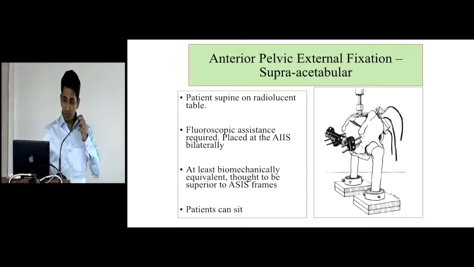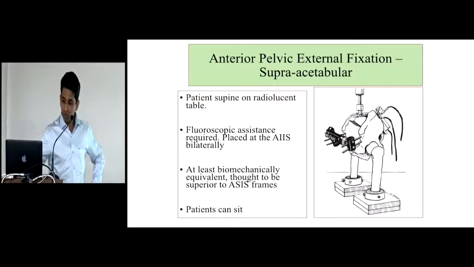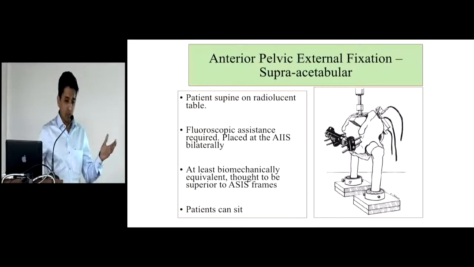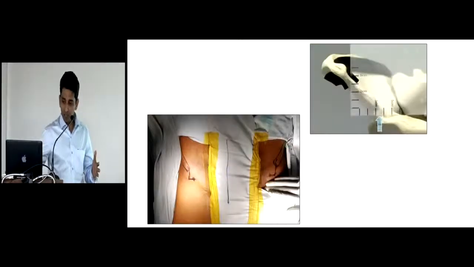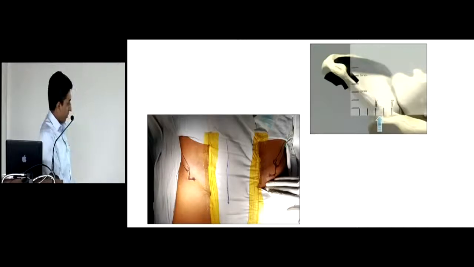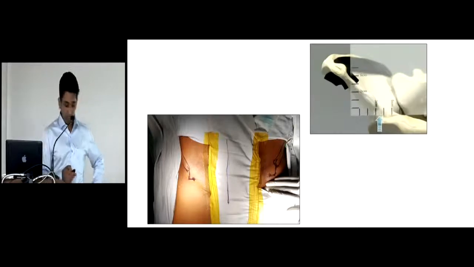For the supraacetabular pin fixation, again the patient is in supine position, and this is an entirely radiologically dependent procedure, as opposed to the iliac crest pin where the radiology is minimum. Only at the final stages do you need to take radiology, whereas for the supraacetabular fixator, right from the beginning you need to take radiology. So the start point is around 4 centimeters below the AIS, and around 2 to 3 centimeters medial to that. That is the point where we take the incision.